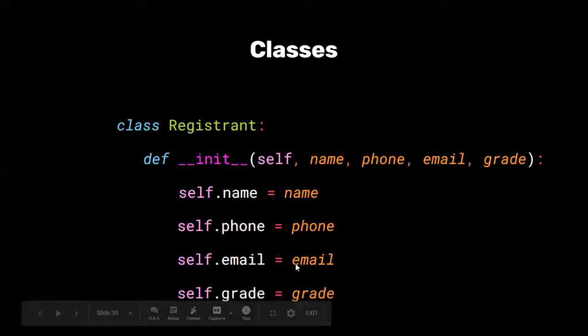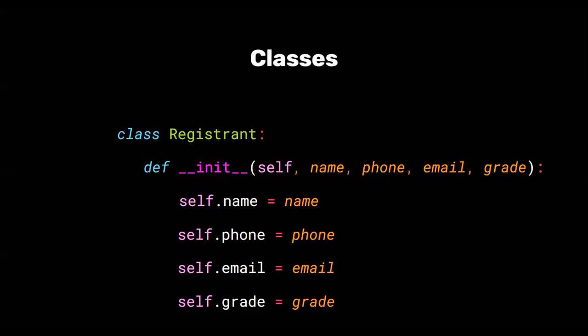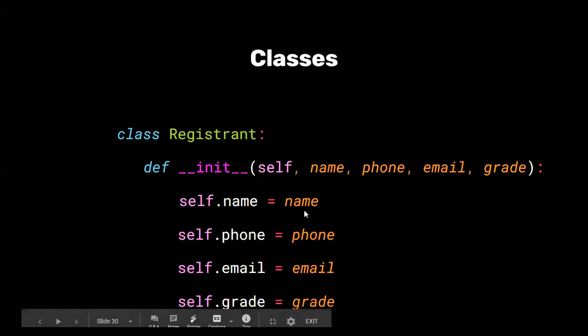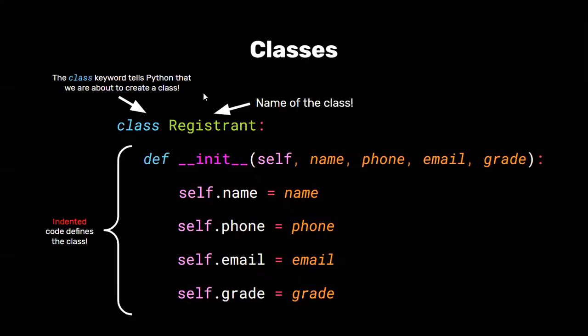This is an example of some Python code for a class. So let's go over it. This might seem kind of weird. Some of it looks familiar, like def and all of these variables. But what do this class, registrant, and self stuff mean? Let's go over it.